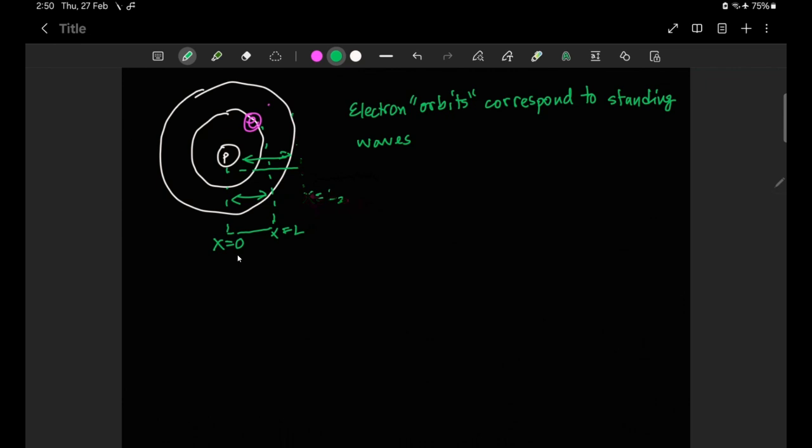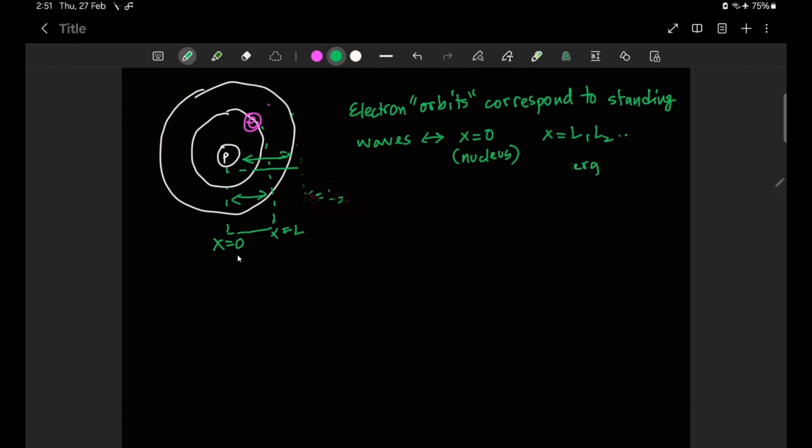Okay, and the starting point is x equals 0, that's the nucleus, and the ending point is x equals L, L2, and so on and so forth. So this is the energy level that it's currently at. And the endpoints must always coincide.